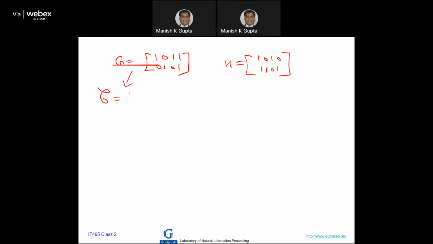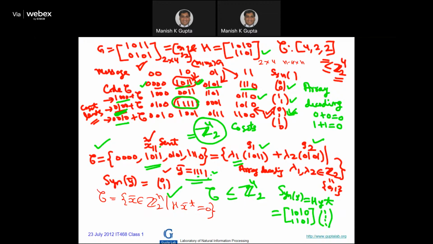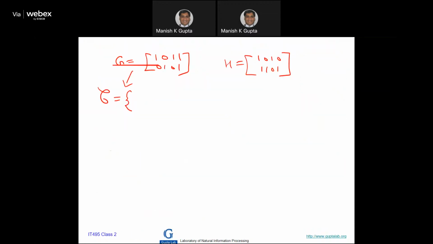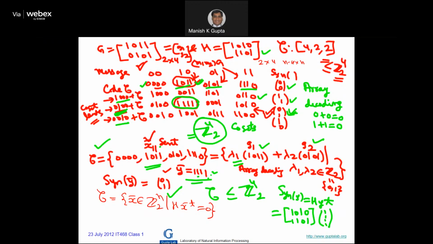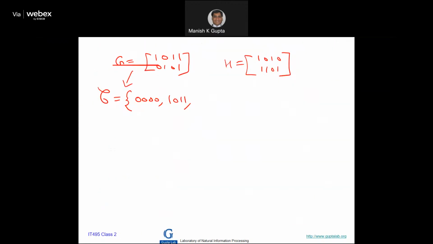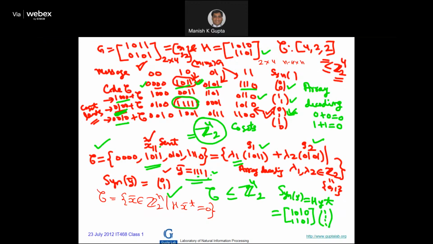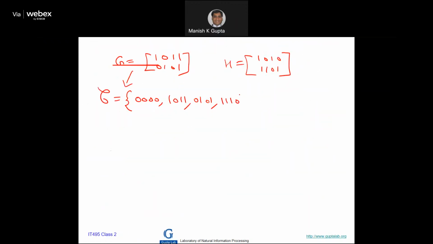So I know from this what C is. I have written all the 4 vectors here. 0, 0, 0, 0, and 1, 0, 1, 1, right? And 0, 1, 0, 1, and the last vector, 1, 1, 1, 0. This is C. By taking the linear combination from G, I can get C, right?